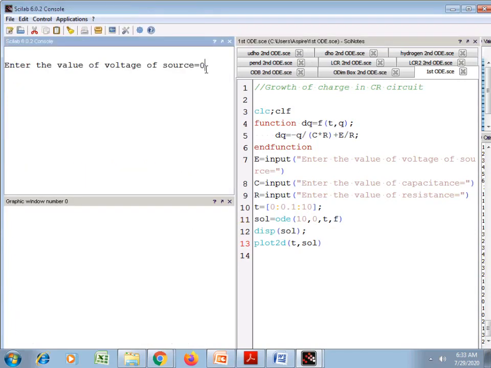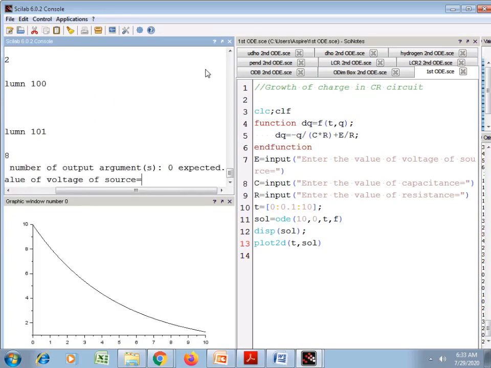Now I will save and execute this program. So now the voltage is 0. I will take the capacitor, suppose 2.2, and resistance is also 2.2. So this will give me the decay of charge on the capacitor in the series CR circuit.